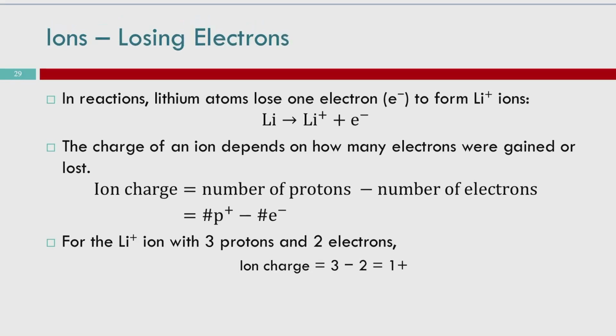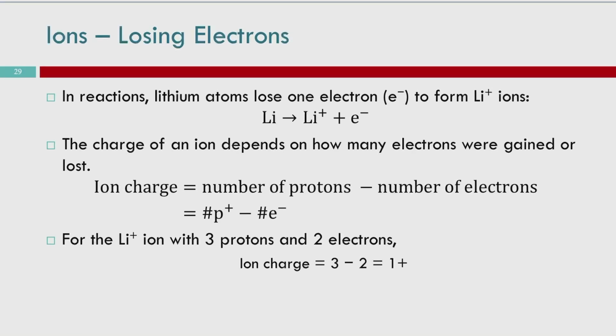All right, so some examples of how this might occur. In a reaction, lithium atoms, lithium's a metal. Lithium can lose 1 electron. So we get lithium plus, and that electron still exists, it just went somewhere else. And so that forms lithium plus. The charge of our ion depends on how many electrons were gained or lost.